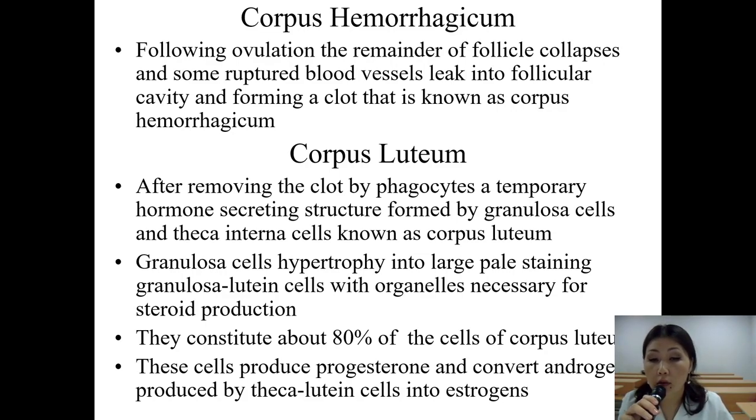After removal of the clot by phagocytes, a temporary hormone secreting structure formed by granulosa cells and thickened internal cells is known as the corpus luteum. Granulosa cells hypertrophy into large pale staining granulosa lutein cells with organelles necessary for steroid production. They constitute about 80% of the cells of the corpus luteum. These cells produce progesterone and convert androgen produced by theca lutein cells into estrogens.